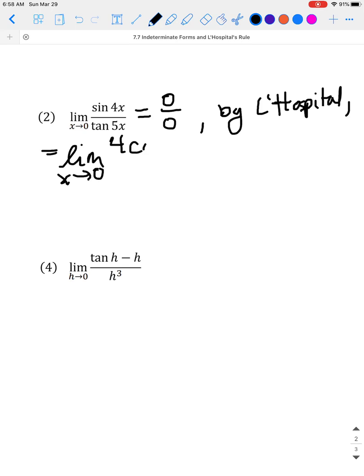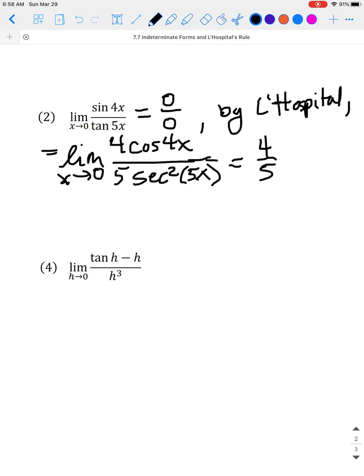So the derivative of sine 4x is going to be 4 cosine 4x. And the derivative of tangent 5x is going to be 5 secant squared 5x. And at 0, cosine and secant are both going to be equal to 1. So our answer is 4/5.